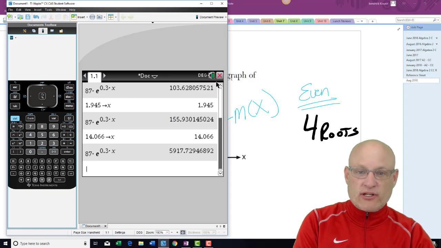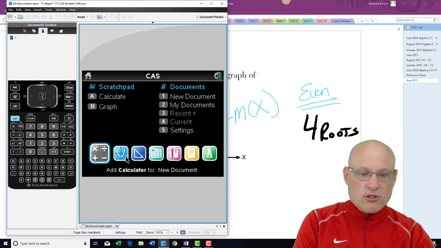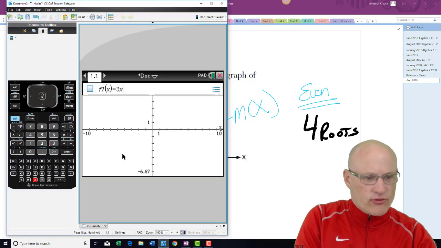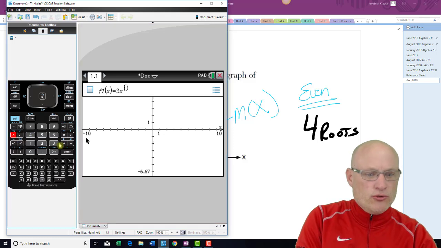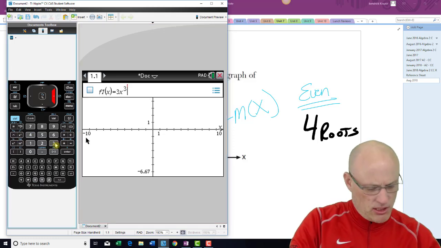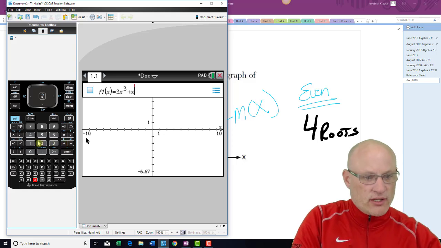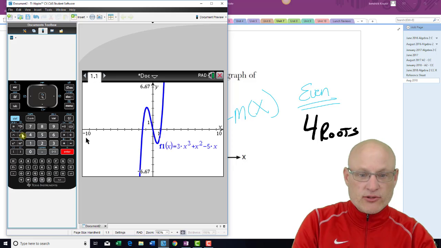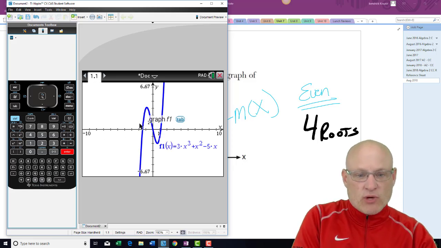All right, so we're going to go over to the calculator. Take us a couple seconds. 3x cubed plus x squared, and then minus 5x. And we press enter, and we see, look, 1 root here, 2 roots here, and 3 roots here. So this has 3 real roots.